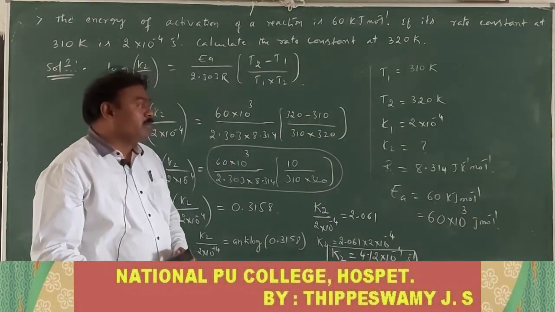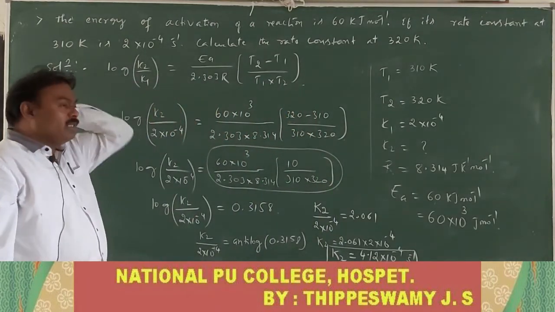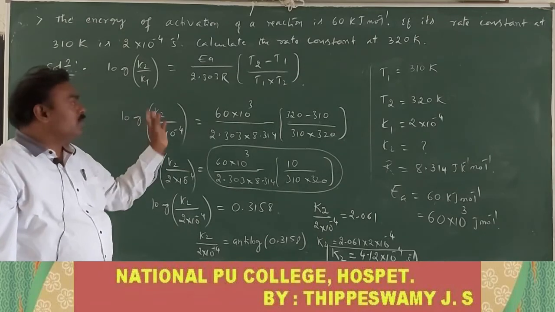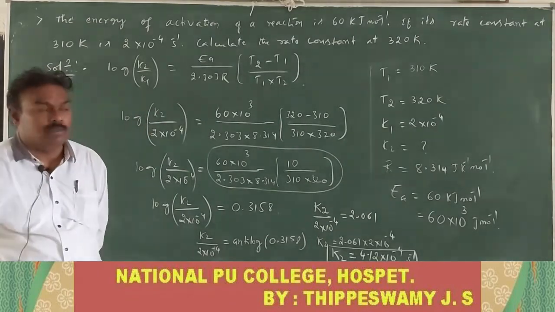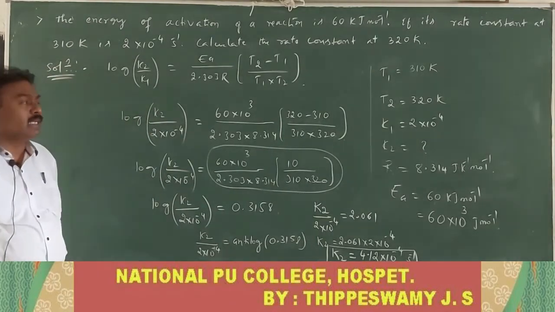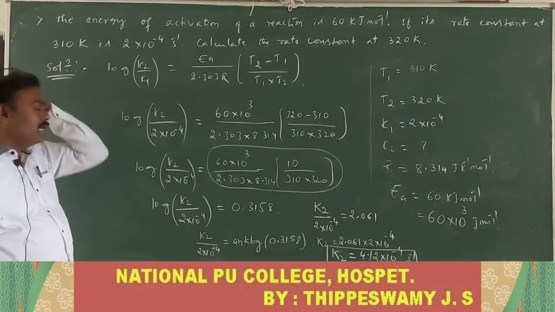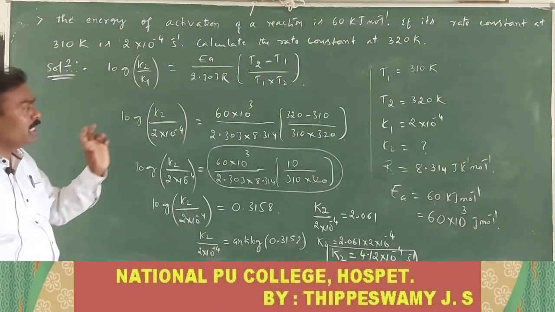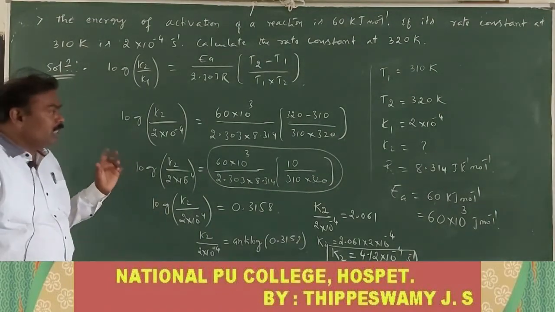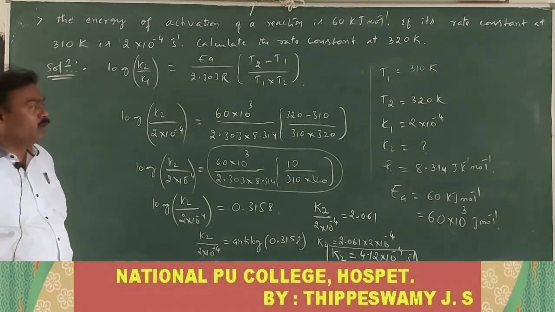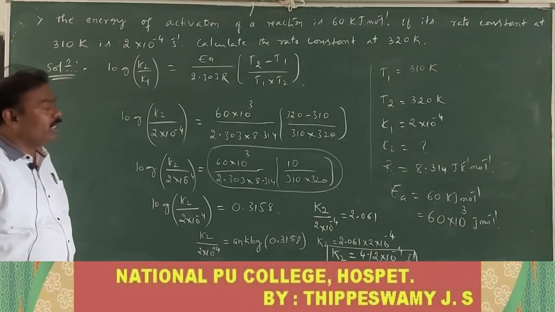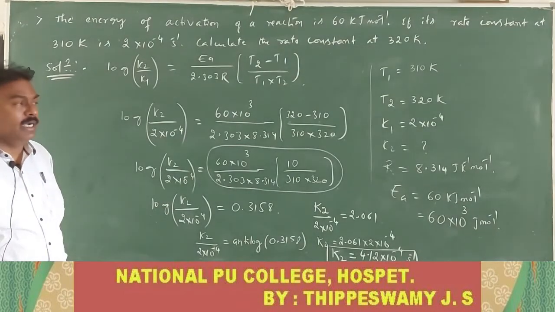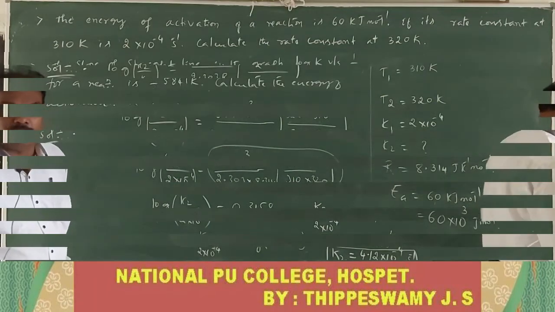In this way we can find the value of K1, or it may be K2, by means of this method, which is called the Arrhenius equation. Based on the Arrhenius equation, there are different numericals. We will have to see numericals like this only. Remember the formula and the steps, and how to simplify by knowing all the values. These are all very important regarding the Arrhenius equation.